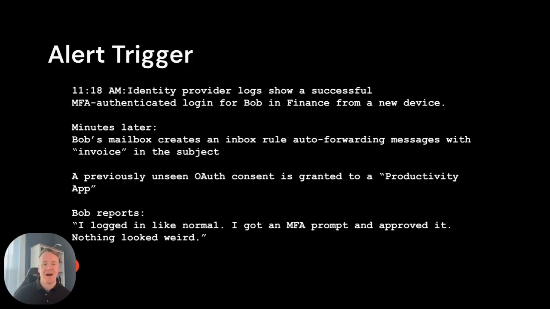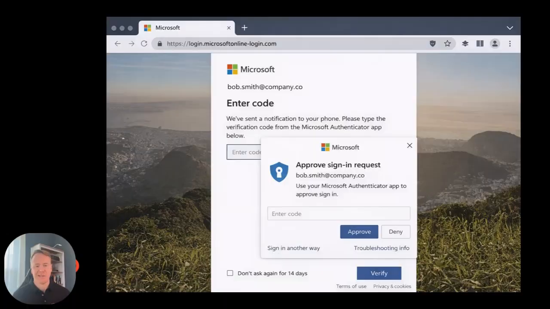A previously unseen OAuth consent is also granted to a new app that we've seen called Productivity app, really generic, kind of strange sounding. We reach out to Bob. He says, I didn't really see anything unusual. I logged in, I got an MFA prompt, and I approved it. And it looked like the Microsoft page. Wasn't anything weird. I completed the process, seemed fine to me. And by the way, here's a screenshot from Bob showing that pop-up, that prompt to complete his multi-factor authentication.